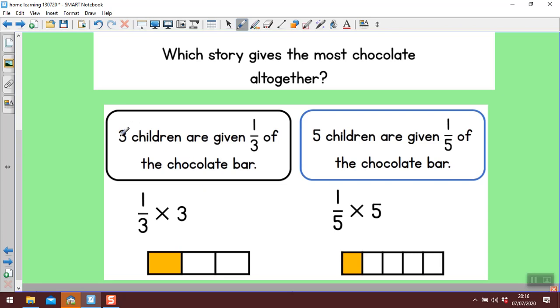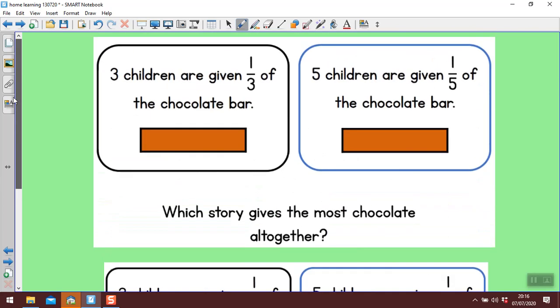So 3 children are given 1/3 of the chocolate bar. 1/3 times 3. So one child gets 1/3, another child gets 1/3, and another child gets 1/3. So what's the answer? It's 3/3, or a whole one. If 5 children are given 1/5 of the chocolate bar each, that's 1/5 multiplied by 5, which is the same as 1/5, add 1/5, add 1/5, add 1/5, add 1/5. 5 children, they each get a 1/5. So it's 5/5, which is the same as 1 whole one. So the stories give the same amount of chocolate. They both give 1 whole chocolate bar.